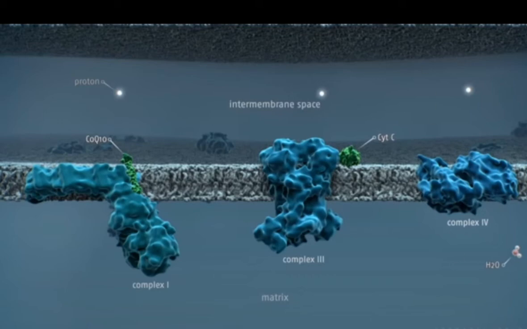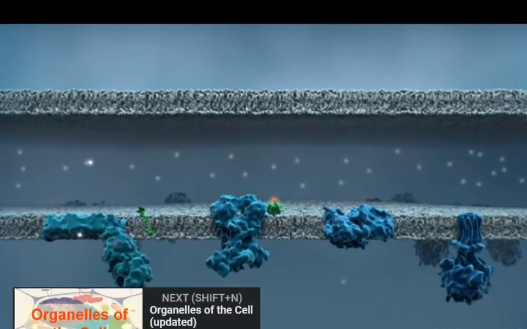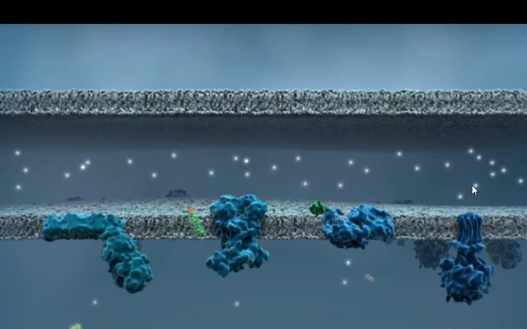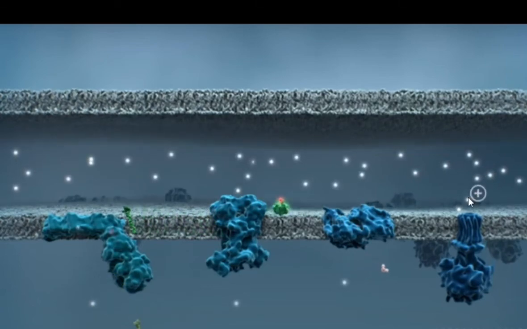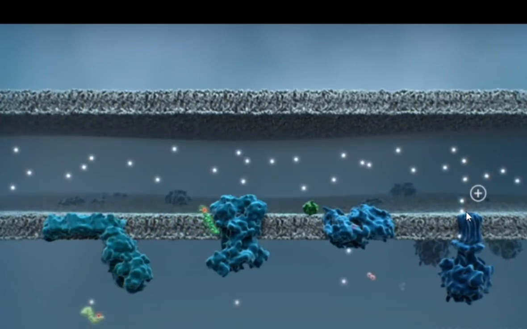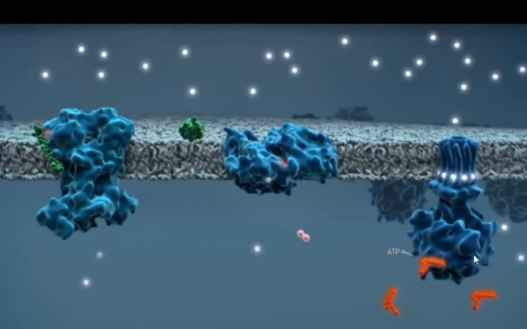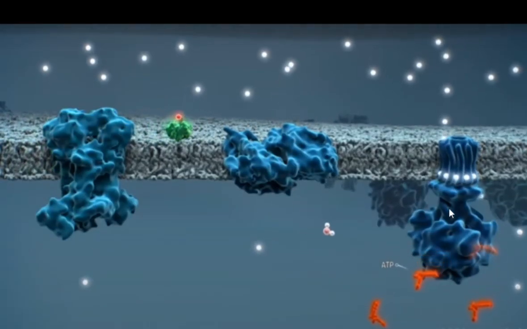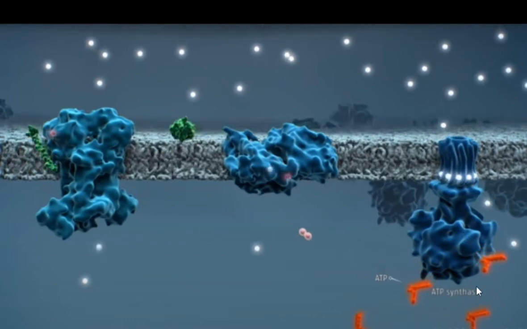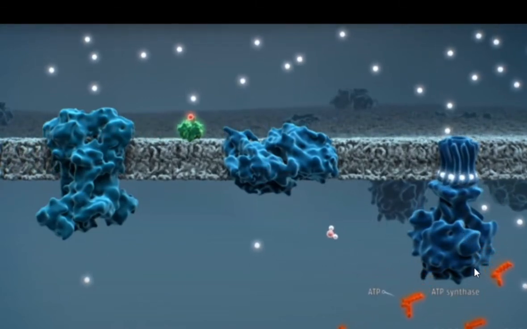Okay, and it's going to move through ATP synthase. All right, watch right here. Okay, watch these hydrogen come in. Do you see how it's spinning? That's the motion that's needed to make ATP, and then ATP comes out. Okay, ATP is coming out. That's the red stuff.